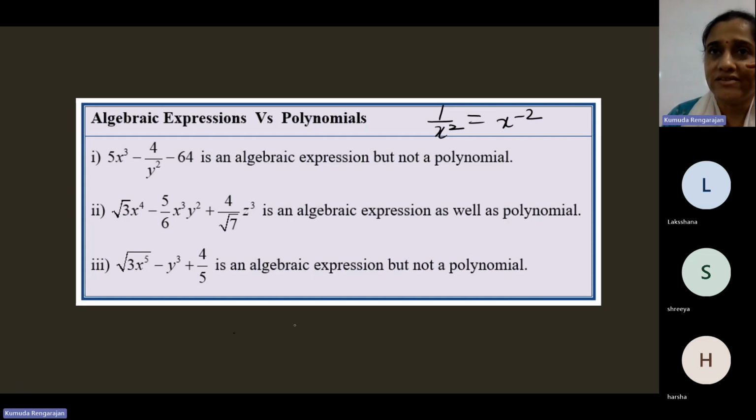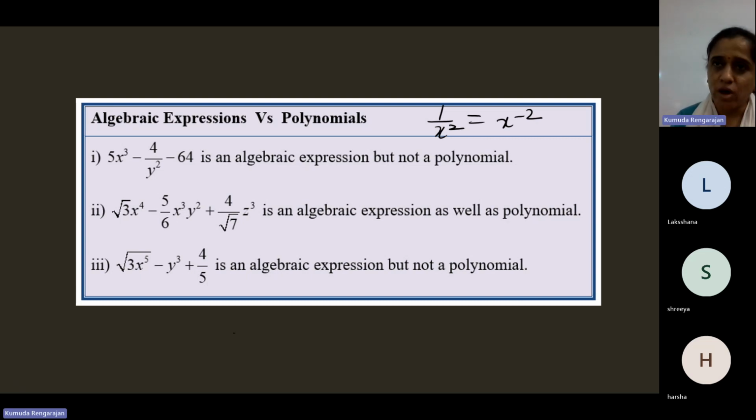Okay, 1 by x squared is an algebraic expression. It is not a polynomial because it is equal to x to the power minus 2. The power of the variable x is negative. It's not a whole number. If it is not a polynomial, then how can you call it a monomial? Because a monomial is a polynomial having one non-zero term, meaning it should have one term and that one term should not be zero. That's the meaning.